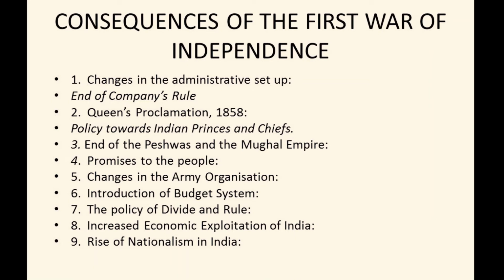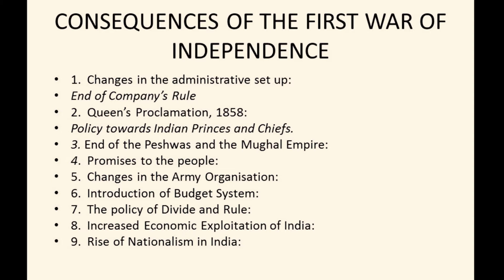Now let us learn about the consequences of the first war of independence. First is the changes in the administrative setup, that is, the end of the Company's rule. Then comes the Queen's Proclamation in 1858, that means the policy towards the Indian princes and chiefs. Then the end of the Company's rule, then the promises to the people.